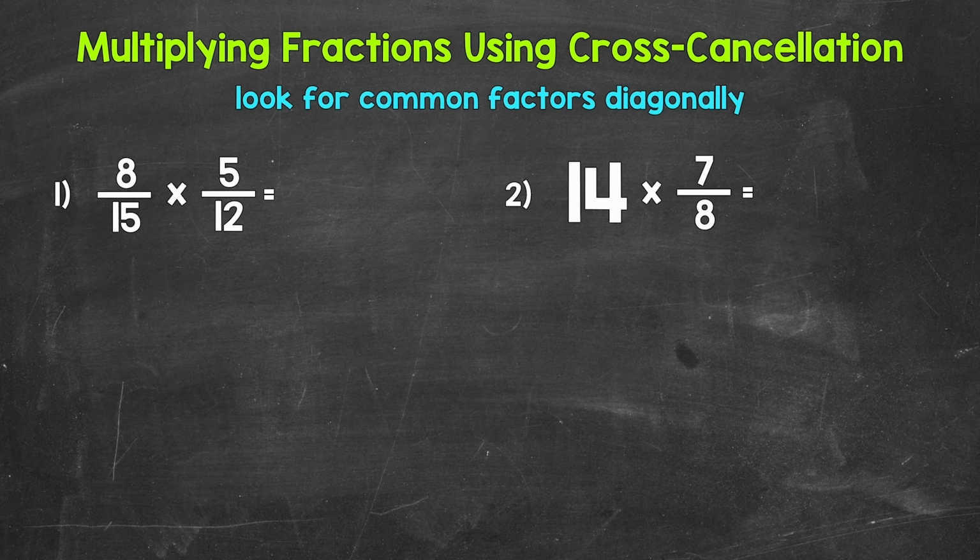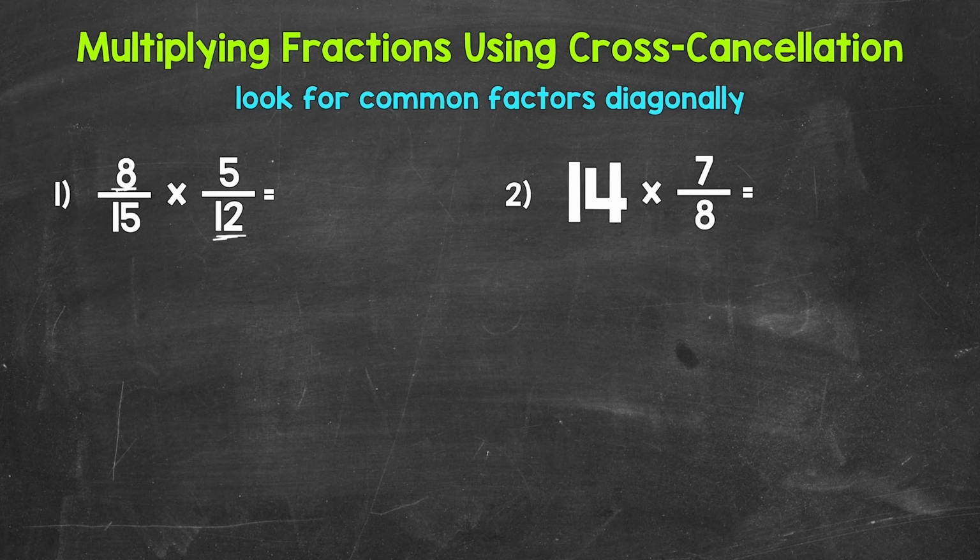Let's jump into number 1, where we have 8/15 times 5/12. Let's see if we can use cross-cancellation here. We do this by looking for common factors diagonally. Think of this like simplifying fractions, but we are looking diagonally. So we'll start with 8 and 12. Do we have any common factors other than 1 that we can divide these by?